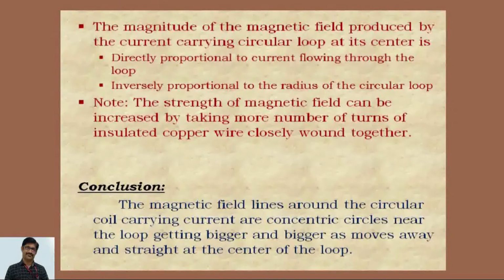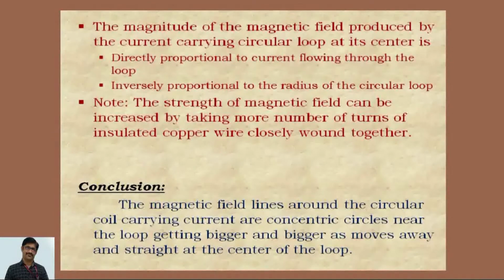The magnitude of magnetic field produced by the current carrying circular loop at its center is directly proportional to the current flowing through the loop. So if you want to increase the magnetic field, you can pass a higher amount of current. With a higher amount of current, there is a high amount of magnetic field. That's what the first statement is all about.